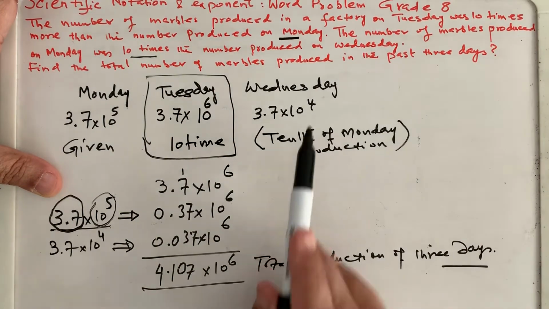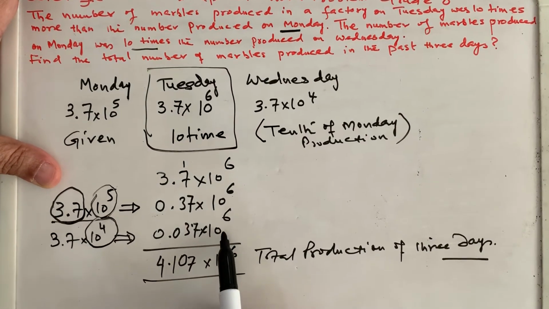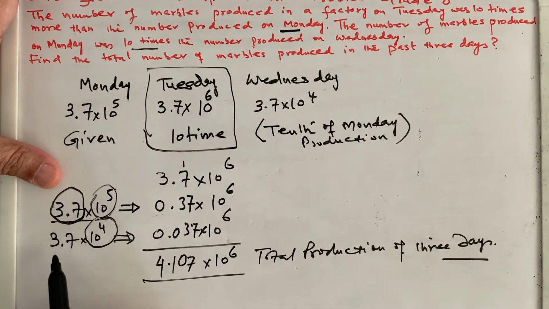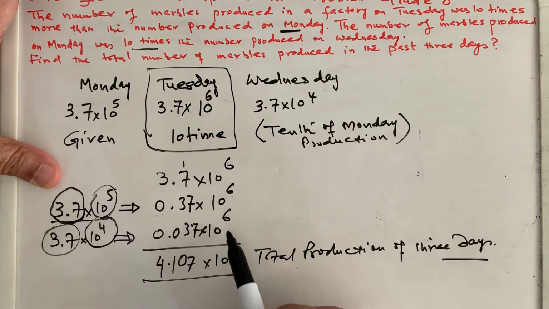And then the Wednesday production is 3.7 into 10 to the power 4. I want to make it 10 to the power 6, so I have multiplied by 100, right? To make it 10 to the power 6, I have to divide 3.7 by 100. So 3.7 divided by 100 means 0.037. Now I have all these 3 days of production in terms of 10 to the power 6.